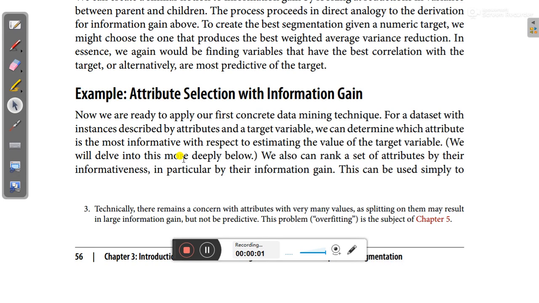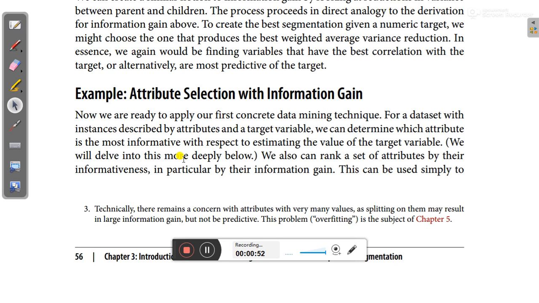In this video I am going to talk about attribute selection with information gain. Generally, for a data set with a large number of instances which are described by attributes, there might be a target variable. Target variable means labels, or class labels, or class names. Using those class labels or target variable, we can determine which attribute is the most informative with respect to estimating the target value.